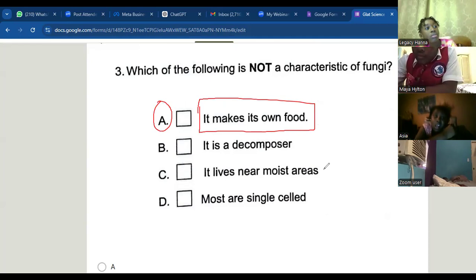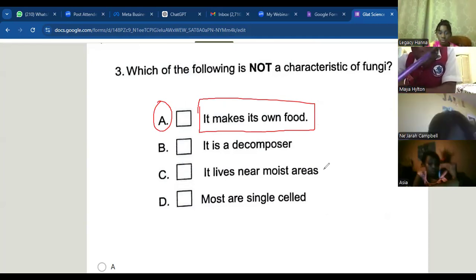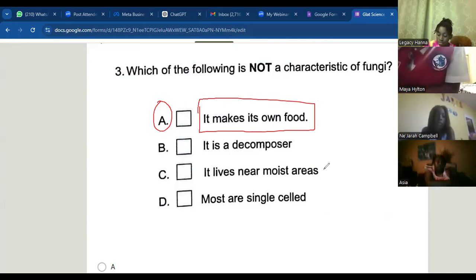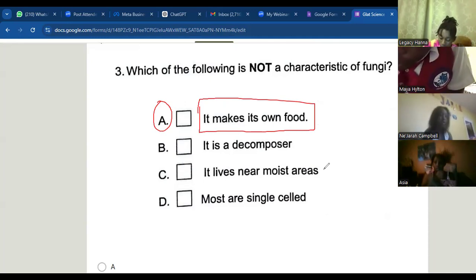Go ahead. Say it again. I said plants. Yes, plants. So fungi cannot make their own food. So fungi, it's a decomposer. Give me an example of fungi, by the way.